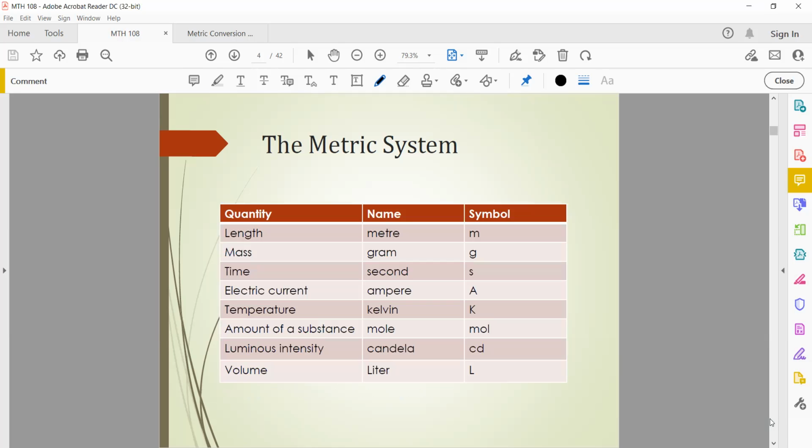Okay, so this is a list of the quantities or the units, and then it shows their symbols as well. So you have length, and the standard unit is a meter, and the symbol is small m. Mass is grams, that's small g. Time is seconds. Electrical current is amps. Temperature is Kelvin. We're going to leave that out for now because we have our own separate lesson on temperature. Amount of a substance is in moles. And then luminous intensity is candela. So I guess that's a measurement of how bright something is.